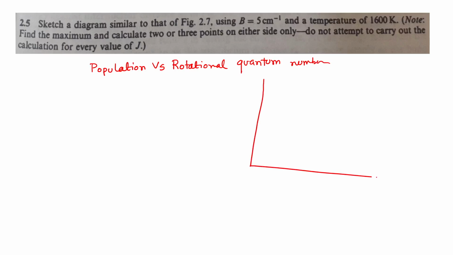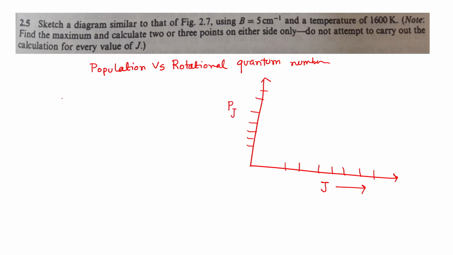Population versus rotational levels, rotational quantum numbers. So it would look something like this, sorry for the poor drawing. The values of J are increasing this side, and this is going to be the population of the Jth state.